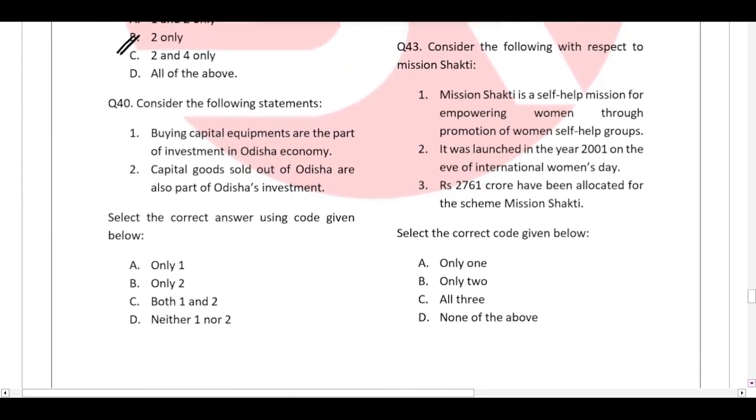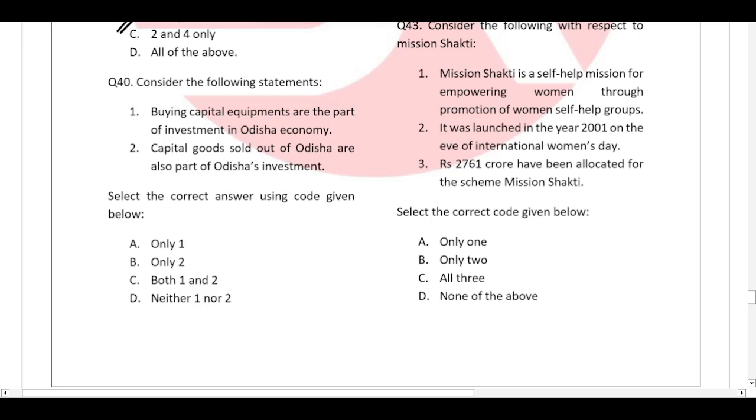Question number 40. Consider the following statements. Buying capital equipments are part of the investment in Odisha economy. Capital goods sold out of Odisha are also part of Odisha's investment. Now we just discussed that if we invest something into capital goods, that is part of the investment. Now, buying capital equipments are part of the investment in Odisha. When you get capital equipment into Odisha and install it and use it for production of goods and services, it is part of the investment of Odisha. True, because you will be using it to produce goods and services within Odisha. So this makes sense. Correct.